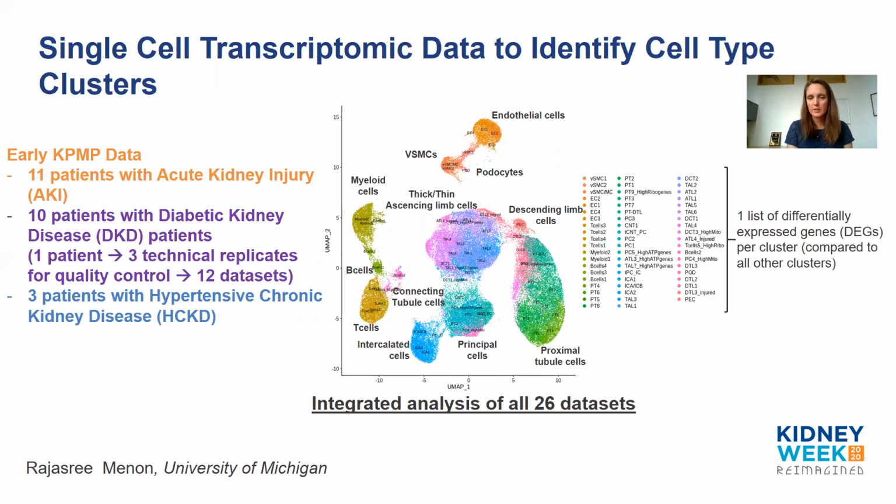All of these patients underwent single cell transcriptomics of their research kidney biopsy. Those cells were clustered to identify specific cell types. And you can see the integrated analysis of all 26 data sets here, which identified multiple different cell types and subtypes within those parent groups.